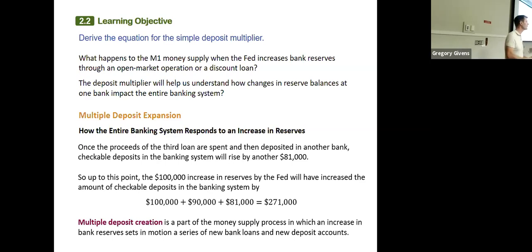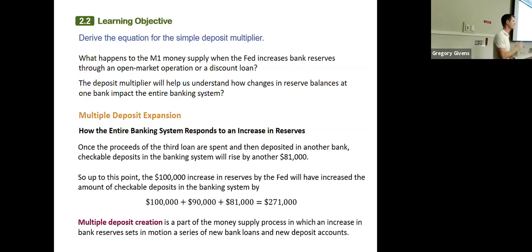That's what multiple deposit creation is, and it's the critical way that the banking system influences the money supply, and is why the Fed can't perfectly control the money supply, because the Fed can't predict exactly how banks are going to behave with regard to their excess reserves and required reserves.